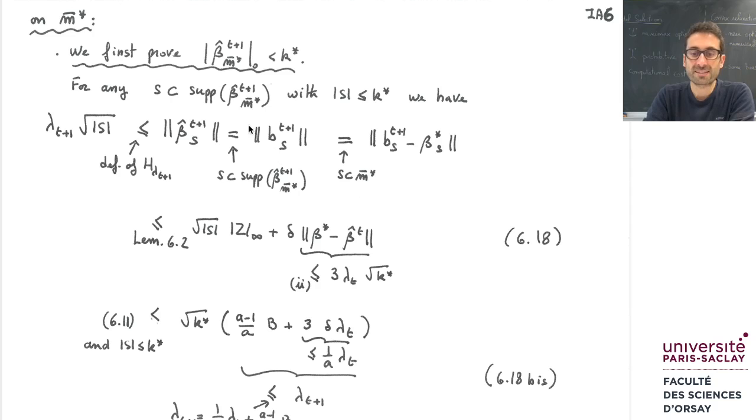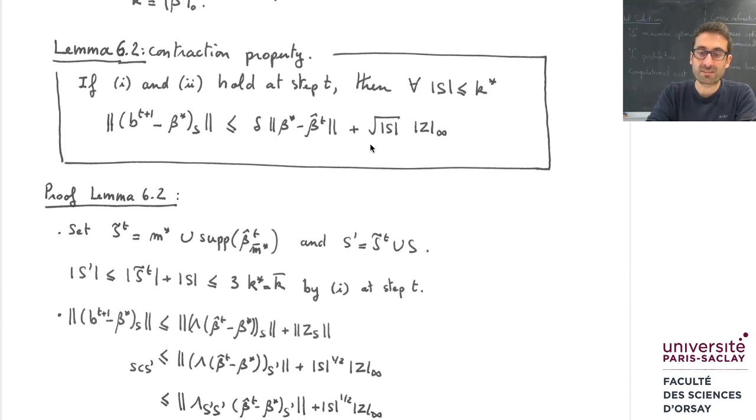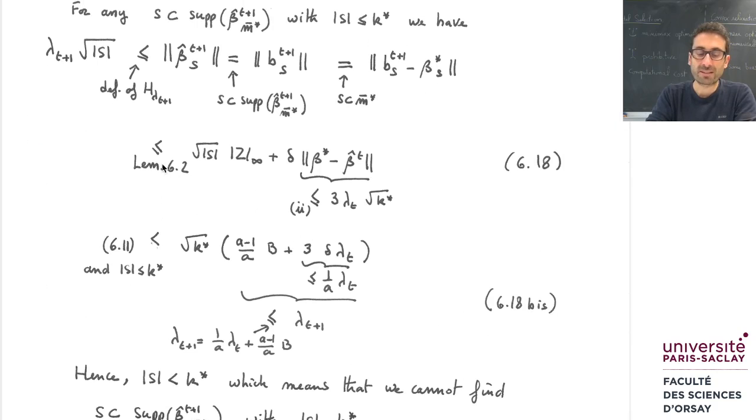Finally, we use the fact that S is outside the support of beta star, so we can write this as the difference of this vector minus beta star S, since this is equal to 0. Okay, so I recognize again something as in lemma 6.2 with the cardinality which is smaller than k star. I recognize really this situation, so I can apply this bound here. If I apply the lemma, I obtain this bound. So this is a contraction.